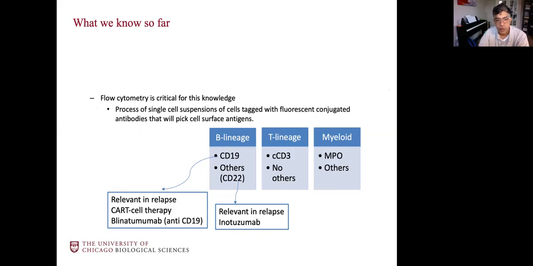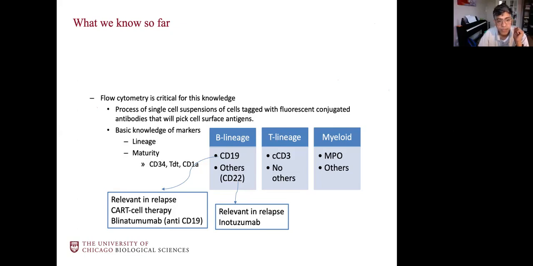So this flow we discussed, it's single cell suspensions tagged with fluorochrome conjugated antibodies that will pick cell surface antigens. Yeah, so you should know these basic markers at least. There's a slew of other markers, but for your level, you don't really need these. But you should certainly know some of these markers.